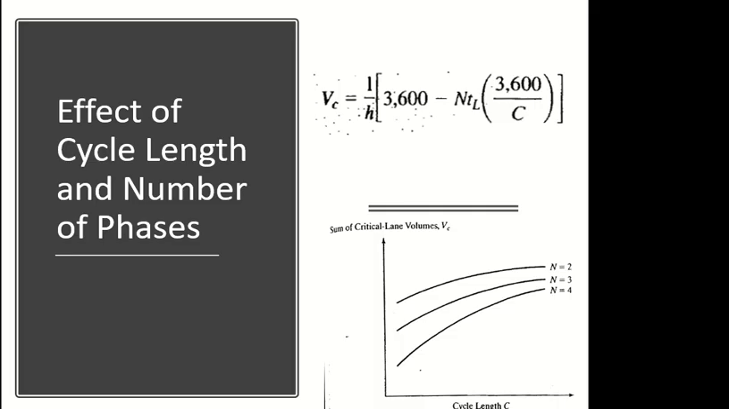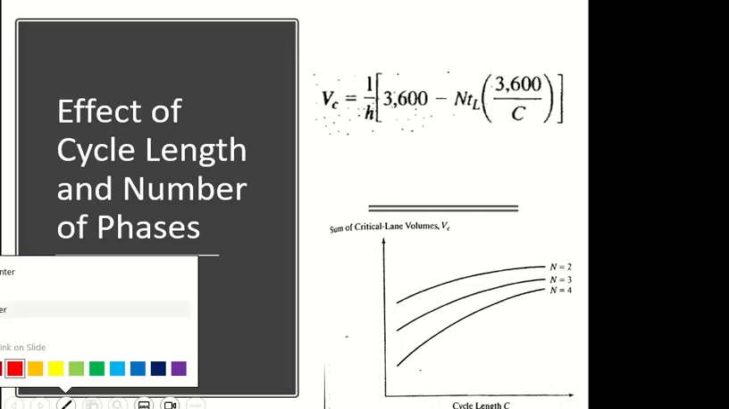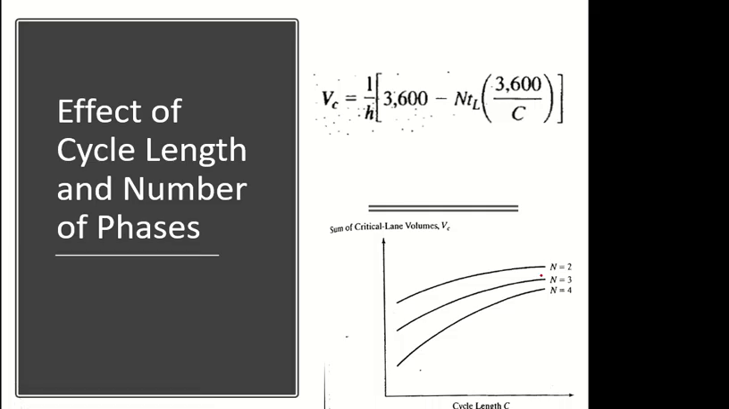Now the point is, the best thing looks like this one, right? This is the best scenario. The best scenario is this point, where we have 2 phases only and a very large cycle length. This is the best scenario, the highest capacity, Vc. Now, is it possible to achieve this scenario? The answer is, very difficult, because one phase means one movement, right?